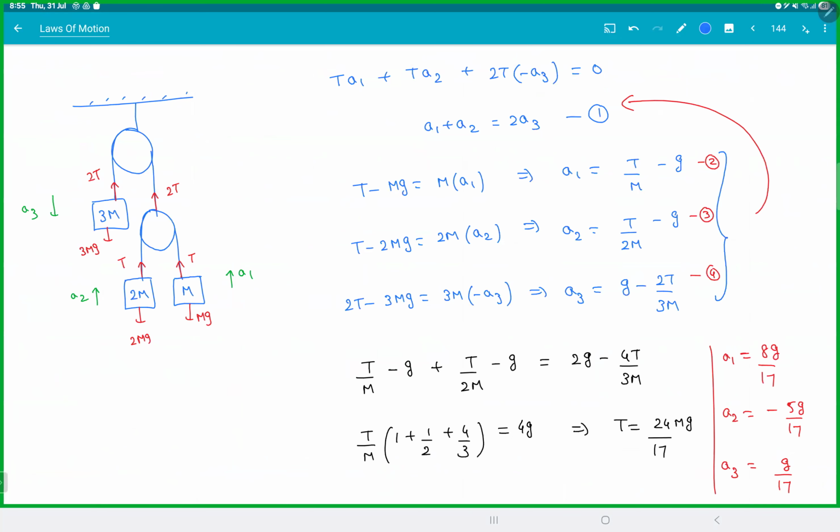Next thing. All got this thing? Won't A1 be 7g by 17? Maybe I made a calculation mistake. 7 by 17, you're right. See, after doing this much, you make a calculation mistake.